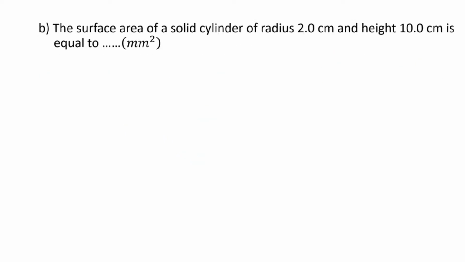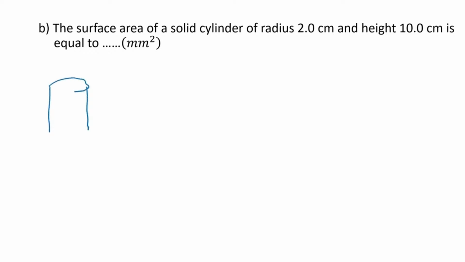Moving on to the next question, we have the surface area of a solid cylinder of radius 2 cm and height 10 cm is equal to how many millimeter square. So here again we have to convert from centimeter to millimeter, and also we have to calculate the surface area of the solid cylinder. Here solid cylinder means that both the ends of the cylinder are closed, so we have to find out the total surface area that is comprised of curved surface area and flat surface area.